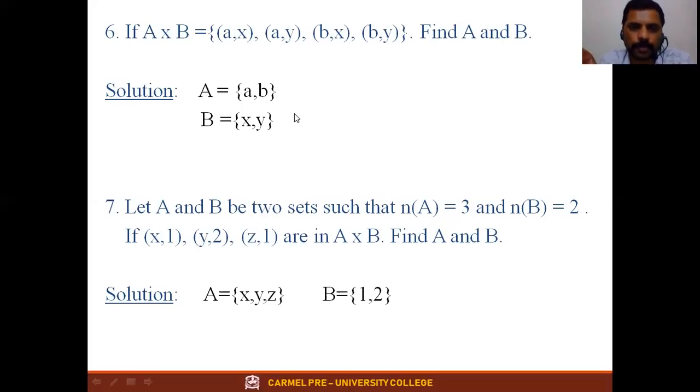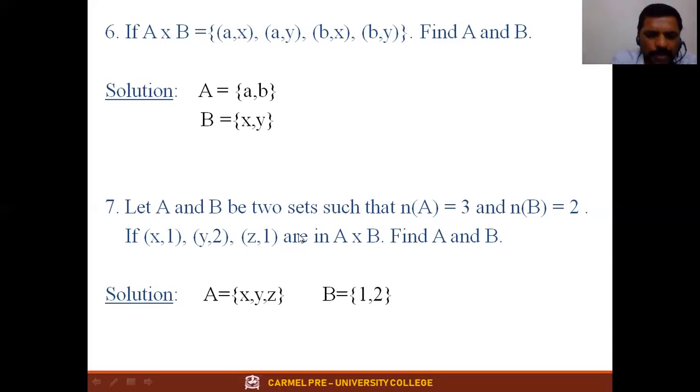completing the answer. Okay. Coming back to, let A and B be any 2 sets such that n of A is equal to 3 and n of B is equal to 2. Right? Same ಇದು ಅದು ಸೇಮ್ ಅದೇ ತರನೇ ಕ್ವಶನ್. If X, 1, Y, 2, Z, 1 are in A cross B. ಇಲ್ಲಿ the previous sum ಅಲ್ಲಿ ಏನು ಕೊಟ್ಟಿದ್ದಾರೆ? Full A cross B ಕೊಟ್ಟಿದ್ದಾರೆ. They given all the elements of A cross B. Here they given only few elements of A cross B. Using that you are supposed to find out. Usually whenever they are given these things, they'll give minimum number of requirements which you need to solve the sum.